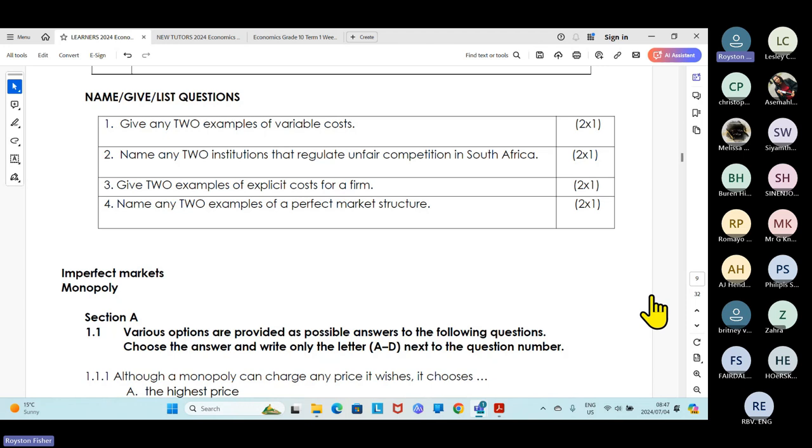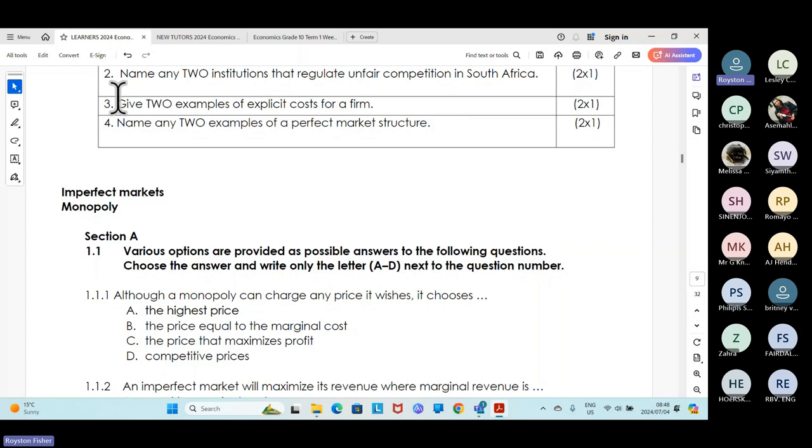Then, number two, name any two institutions that regulate unfair competition in South Africa. And the answers that I've received from Fairdale is Competition Commission and Competition Appeals Court, as well as Leslie C, Competition Commission. That's all that I have so far. And then for Santa Cruz as well, Competition Commission and Competition Tribunal. And then St. Andrew's Competition Commission. That's all. So remember, there are only three answers here. It's either the Competition Commission, Competition Tribunal, or the Competitions Appeal Court. So that is the three that regulate unfair competition. However, they only ask you to mention or name two. So thank you to the schools for your answers thus far.